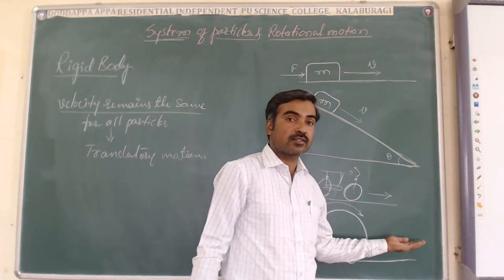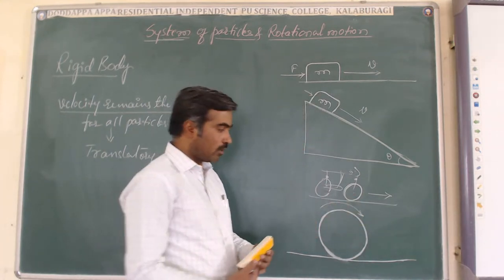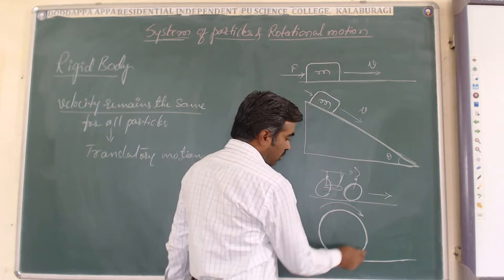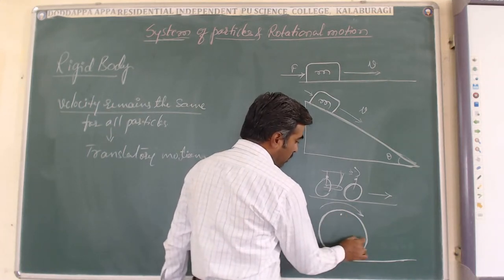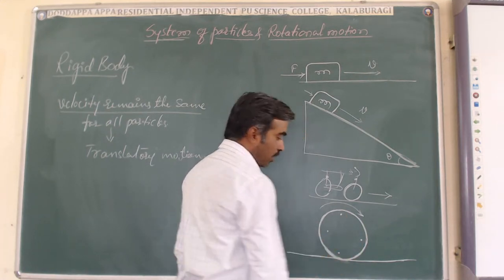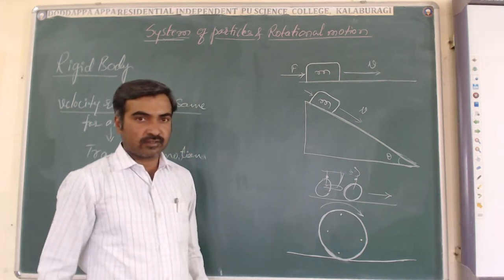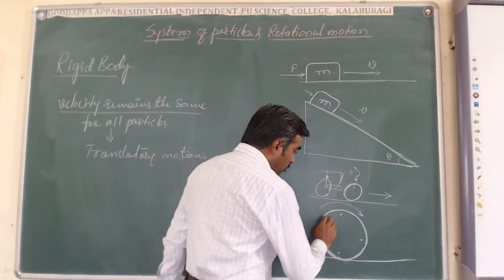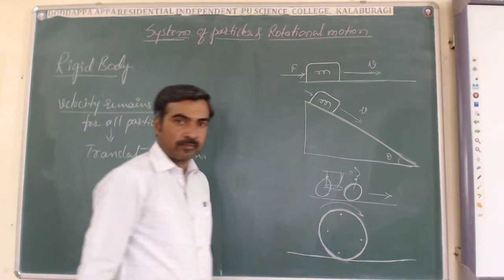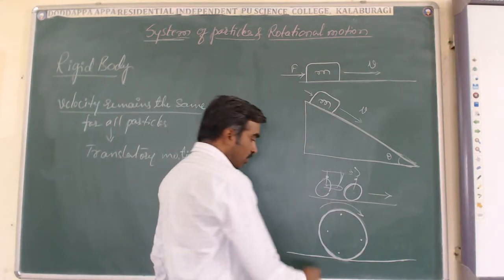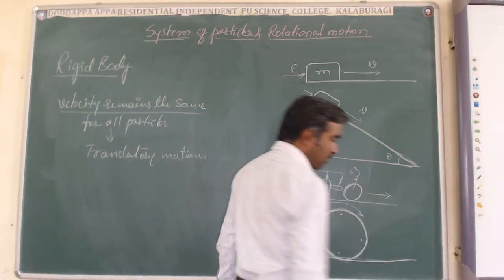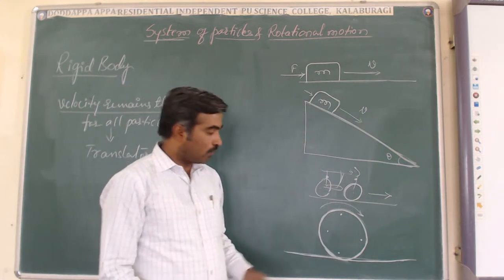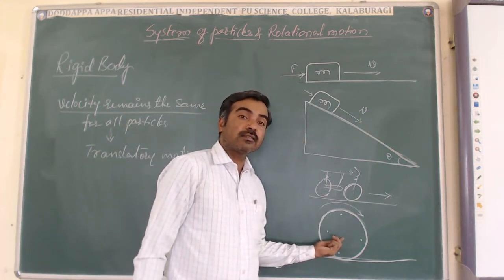Moves with the same velocity, but the question comes here. From one particle to another particle, imagine this is one particle, this is another, this is another particle which is present on that surface. As the angular velocity is considered, it is the same. But now, if the body is moving on the plane surface, it will possess angular velocity also.